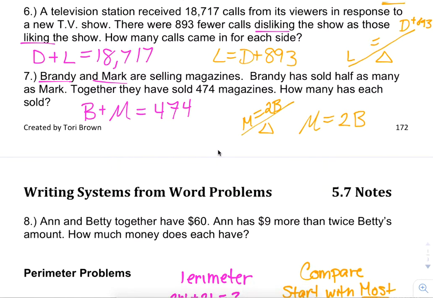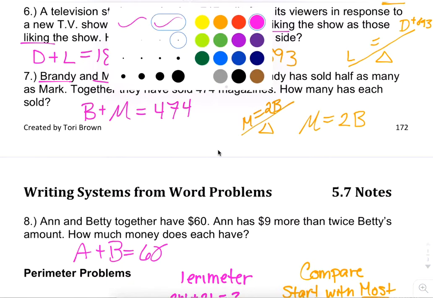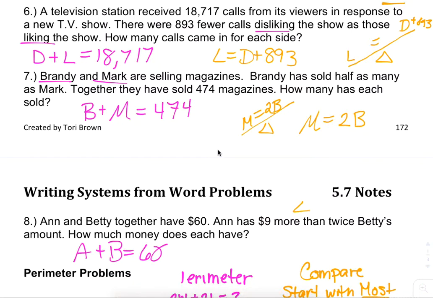Okay, this one says Ann and Betty together have $60. So Ann plus Betty equals $60. For the comparison, it says Ann has 9 more than twice Betty. So Ann has more, Betty has less. We need to do 9 more than twice Betty. So we're not only going to add 9, we're actually going to double it first. So 2 times Betty and then plus 9. If you put the 9 before it and you do 9 plus 2B, that's exactly the same thing. It is not wrong, okay? But I'm going to go ahead and write A equals 2B plus 9. 9 more than twice Betty's amount, okay?